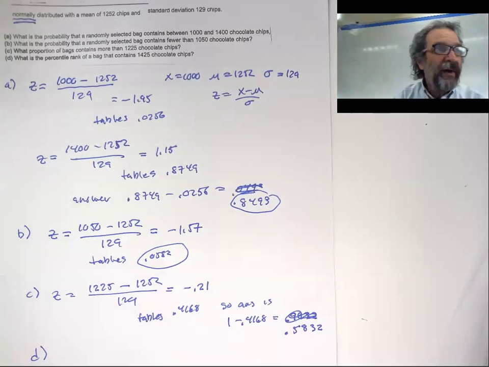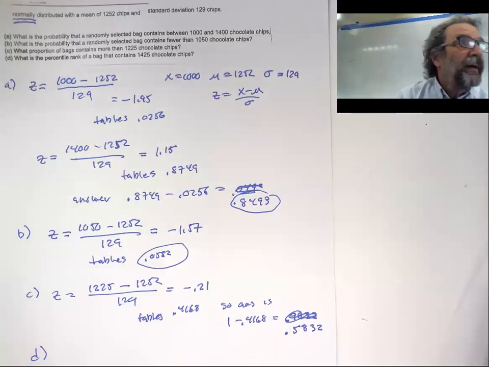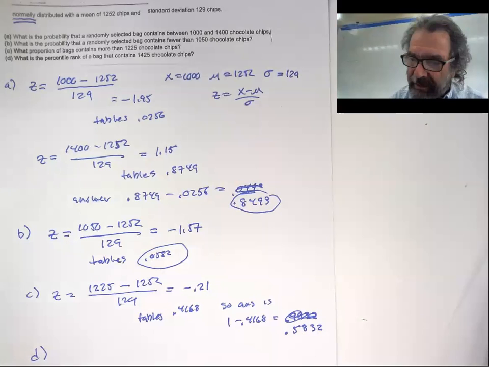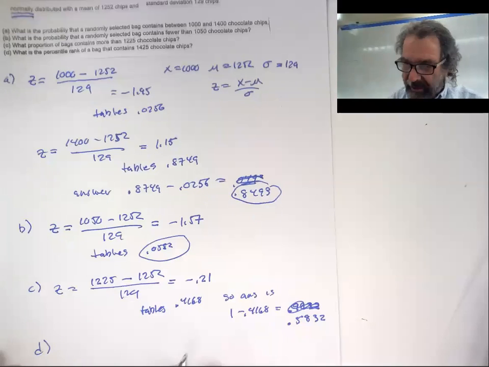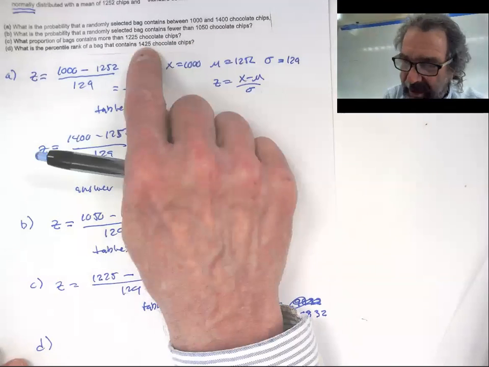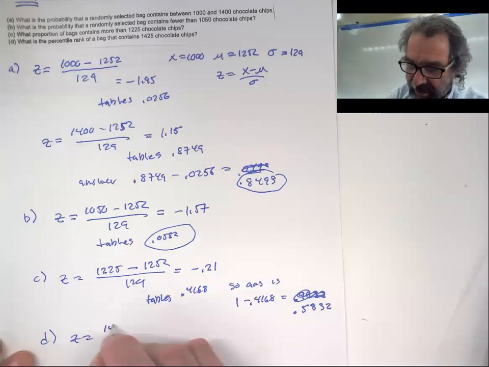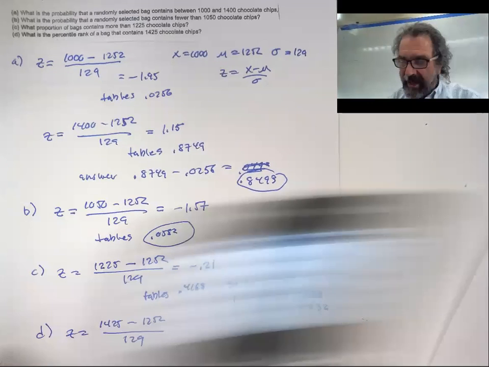And then D, what's the percentile rank? Well, the percentile rank is just the proportion below, which is just exactly what comes out of the table. So if you're at the 95th percentile, then 95% of the values are less than that value. So since the normal tables give the less than proportion or the less than probability, it also gives the percentile rank. So compute z for 1425. That's quite a ways above the mean. So z is 1425 minus 1252 over 129. Maybe that's 1.5 standard deviations.